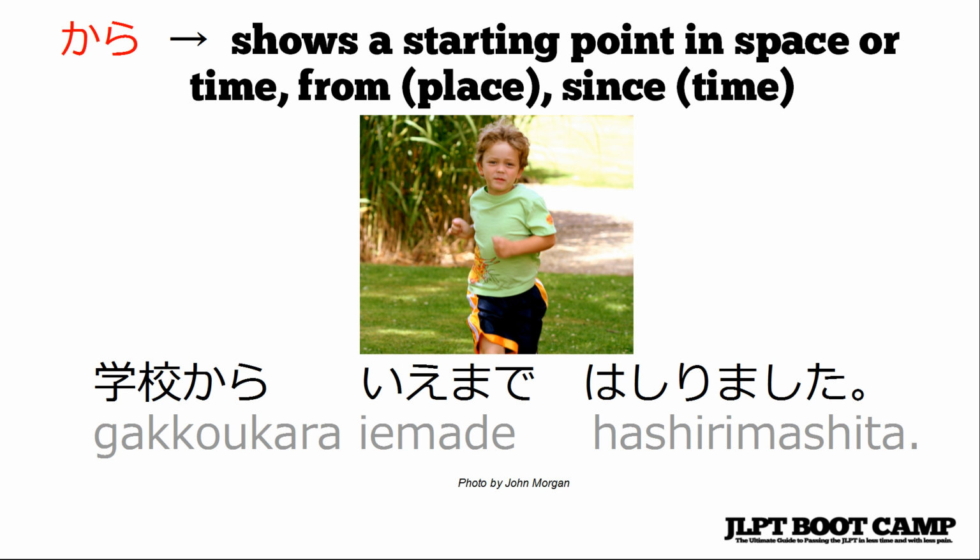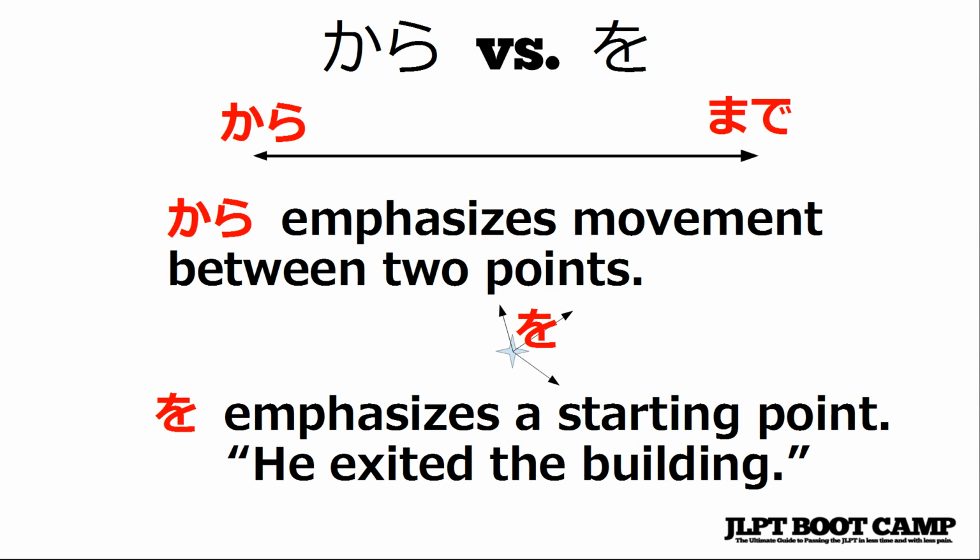And the difference here, we just went over O. The third use of O, if you remember, is that it shows where an action began, which sounds very similar to kara. The difference is that kara emphasizes movement between 2 points, and usually it's linked to made. So something kara, made. So from this to this, in space or time. Whereas O emphasizes just a starting point.